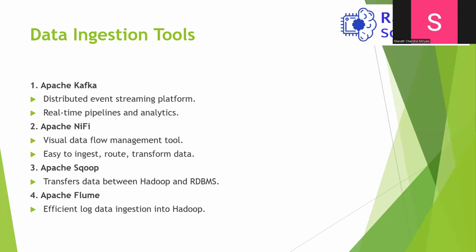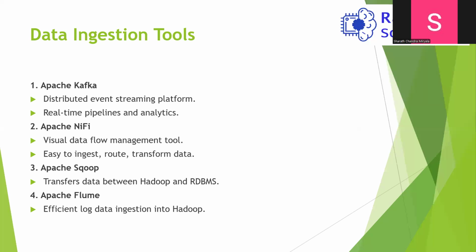The number one is Kafka. Most of the people use Apache Kafka these days. It is a very good event streaming platform. It offers you nice pipelines, as well as services for analytics also. And NiFi is a little more powerful tool, you may say. We have visual load management, and when you use NiFi, it is really very easy to ingest and transform the data.